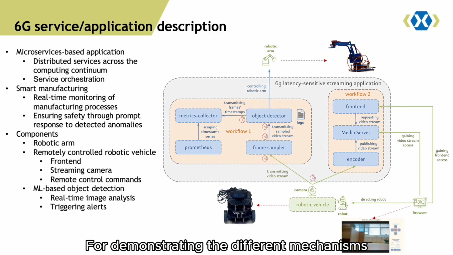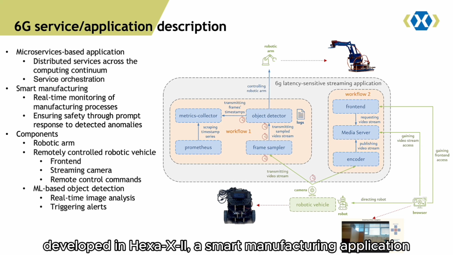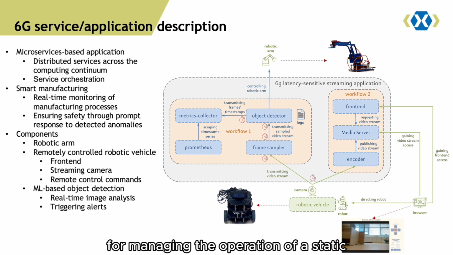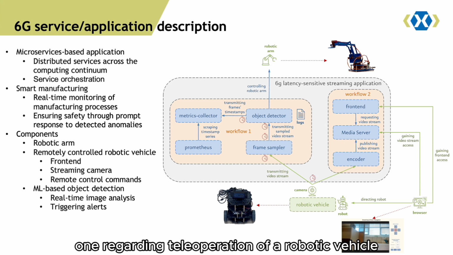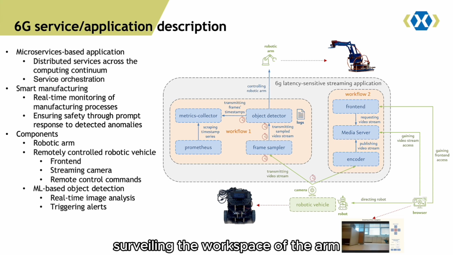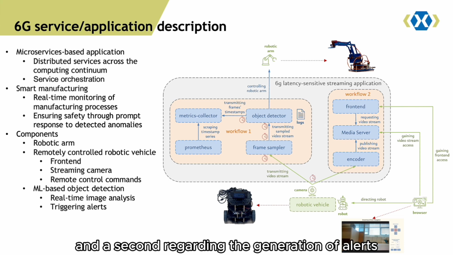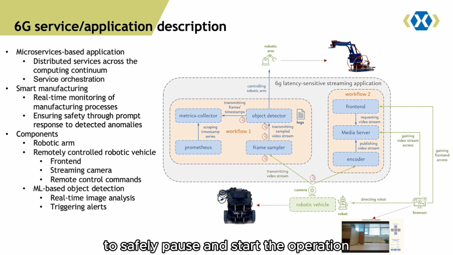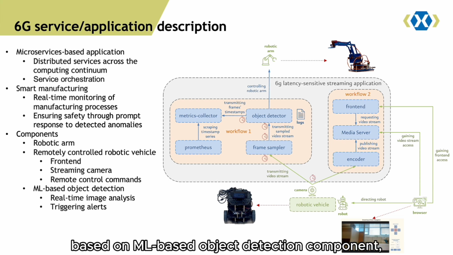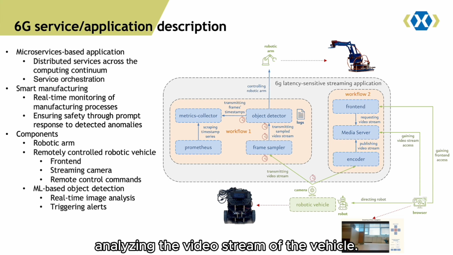For demonstrating the different mechanisms developed in Hexa-X-II, a smart manufacturing application for managing the operation of a static robotic arm was developed. It is composed of two main workflows, one regarding teleoperation of a robotic vehicle surveilling the workspace of the arm, and a second regarding the generation of alerts to safely pause and start the operation based on an animal-based object detection component analyzing the video stream of the vehicle.